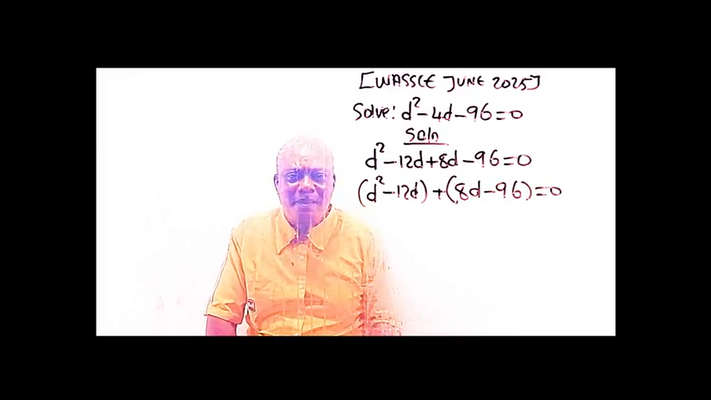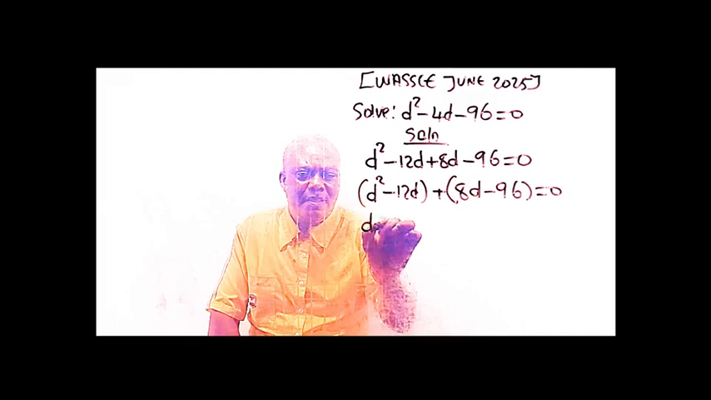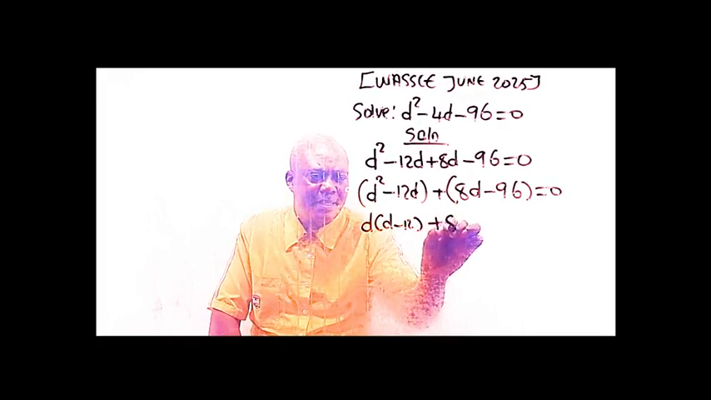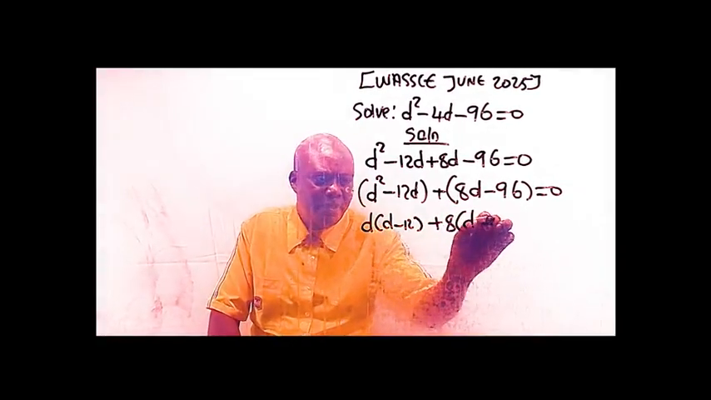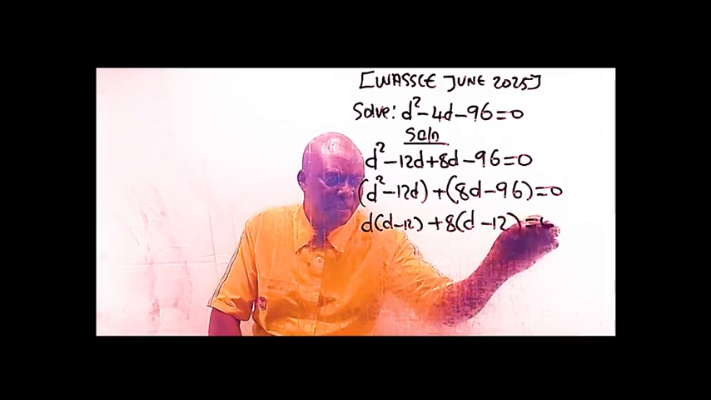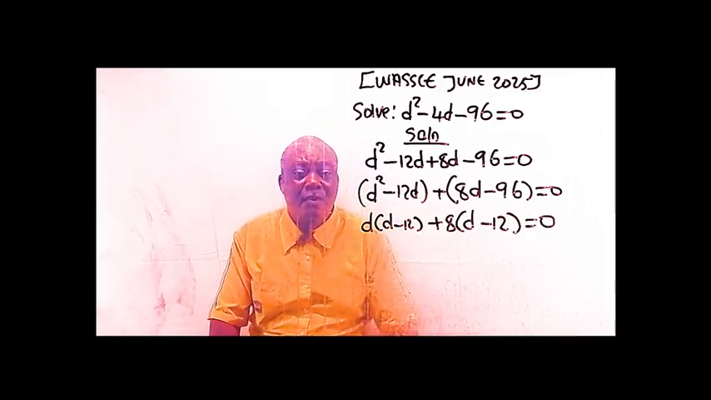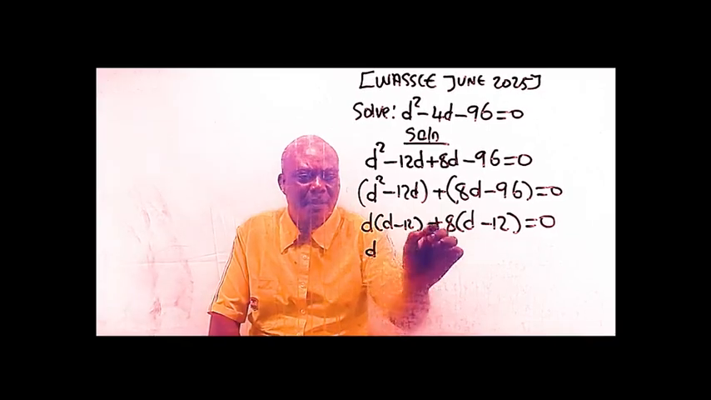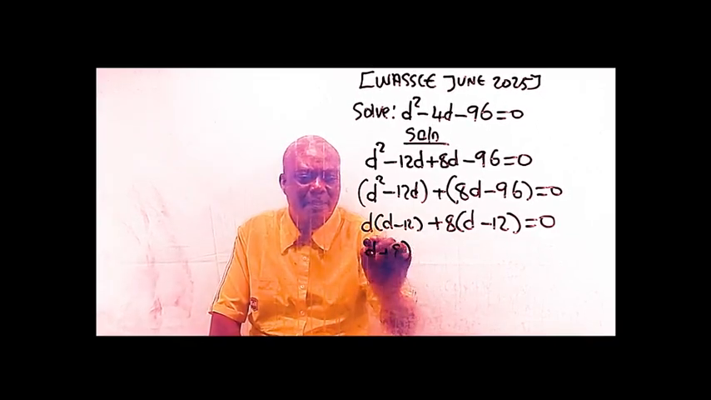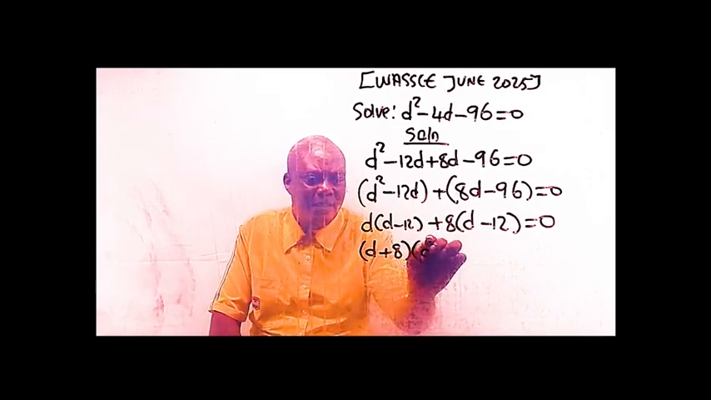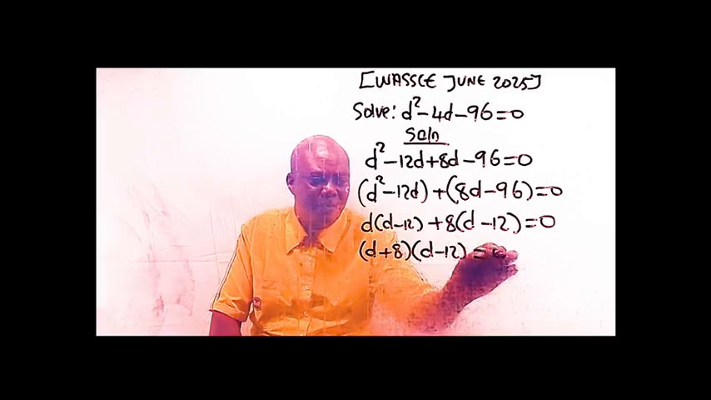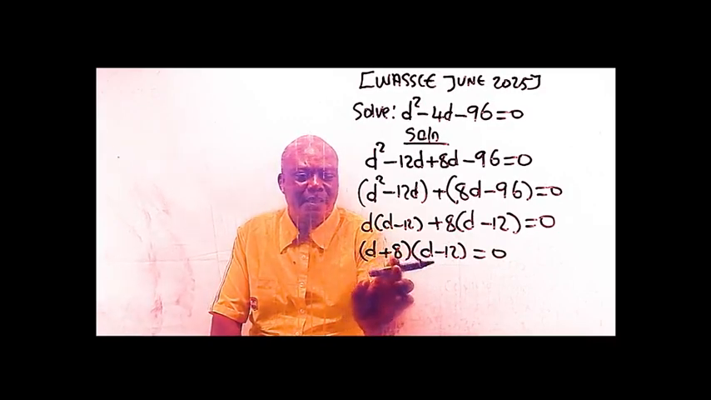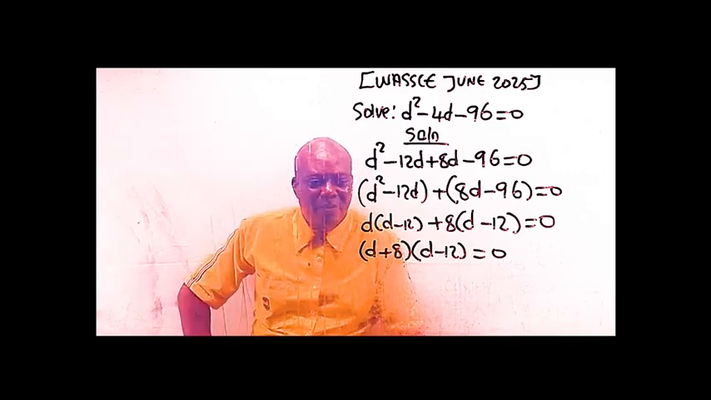So you take the brackets separately. This is going to have d into d minus 12, plus 8 is common here, 8 into d minus 12. Just try and see, if you open the bracket, you are going to get this one back. So what you have outside here is d plus 8, and this one d minus 12 equals 0.